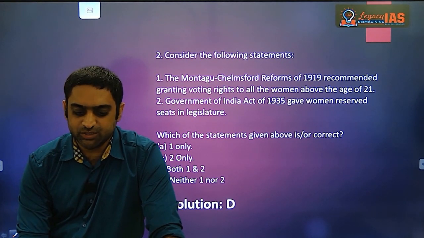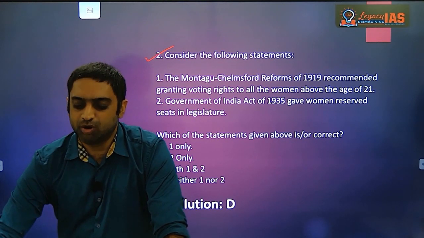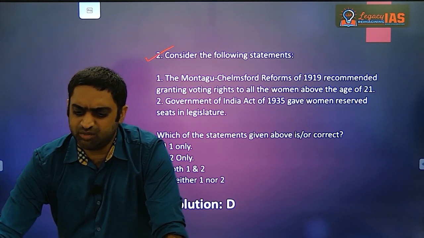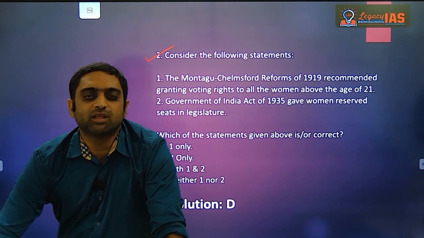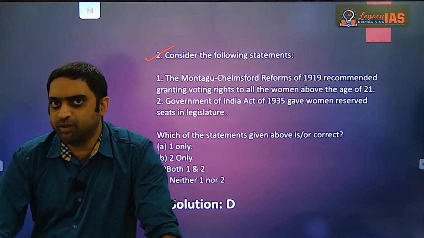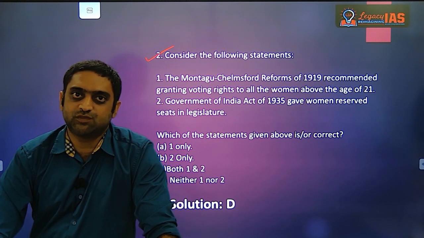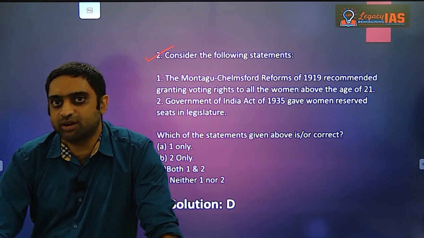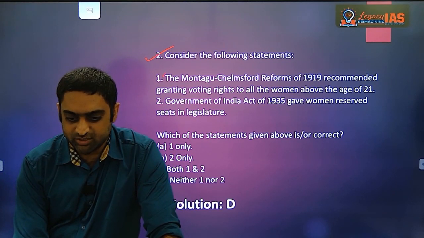Now starting with the second question, this is from your freedom struggle part in modern Indian history. It's about the Montagu-Chelmsford reforms. The first statement: Montagu-Chelmsford reforms of 1919 recommended voting rights for all women above the age of 21. See, definitely Montagu-Chelmsford reforms recommended voting rights for women, but the provinces were free to decide whether voting rights for women can be given or not. And among all the British 11 provinces, it was the Madras province which first gave voting rights for women. So statement 1 is definitely wrong.